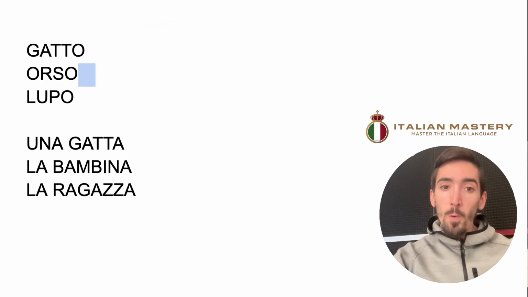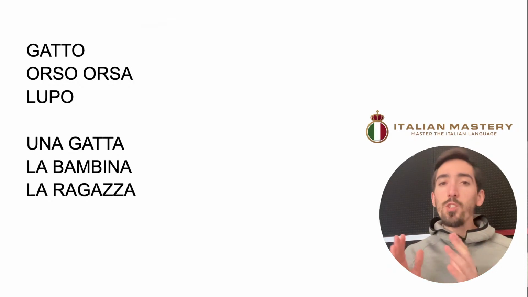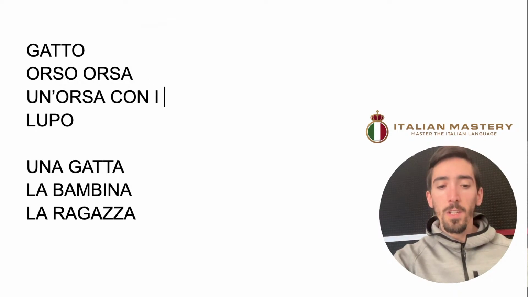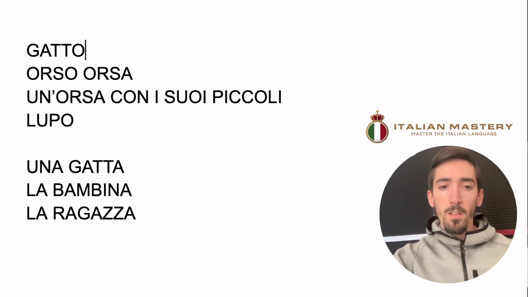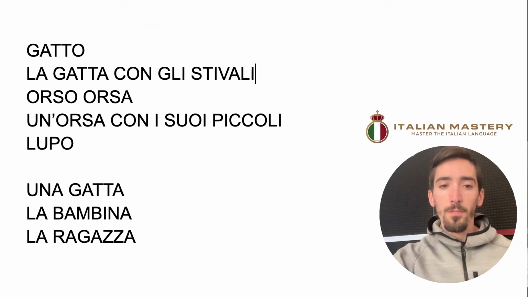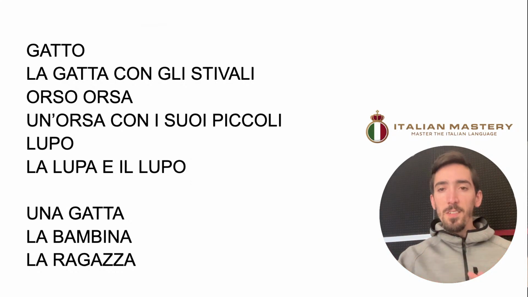So indeed we can say orsa, un'orsa con i suoi piccoli, for example. La gatta con gli stivali. La lupa e il lupo. Okay, so these are all sentences that make sense, and these are correct. We're using gender.